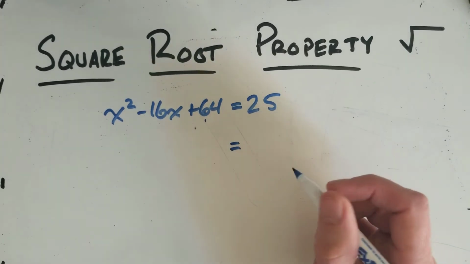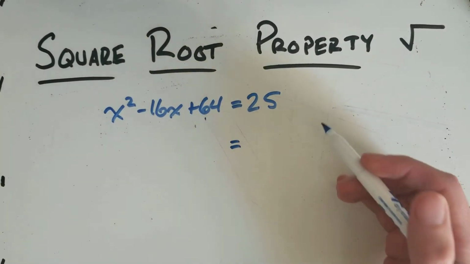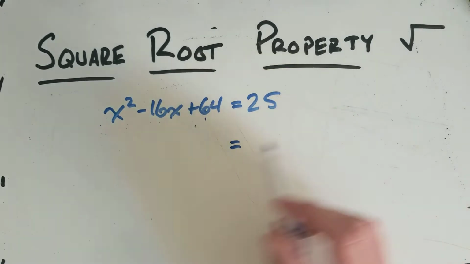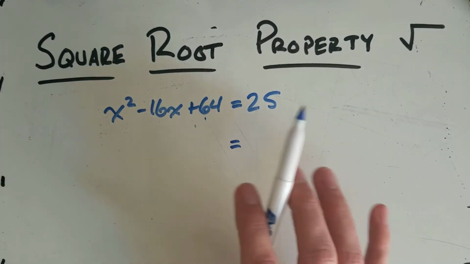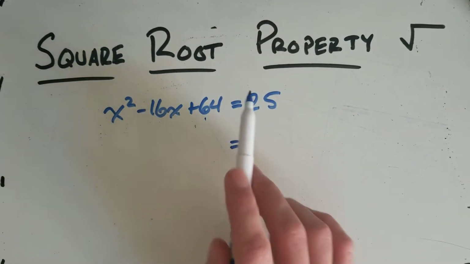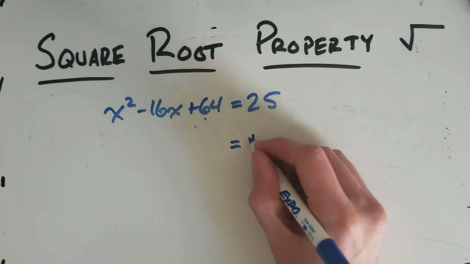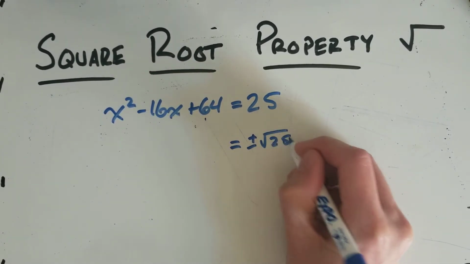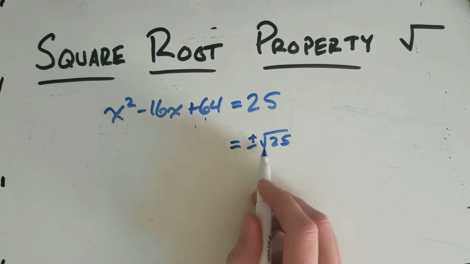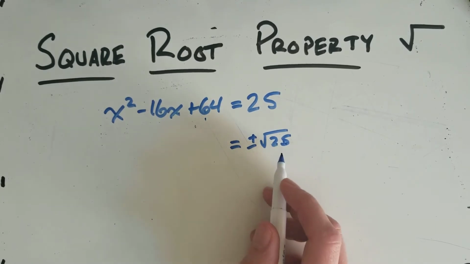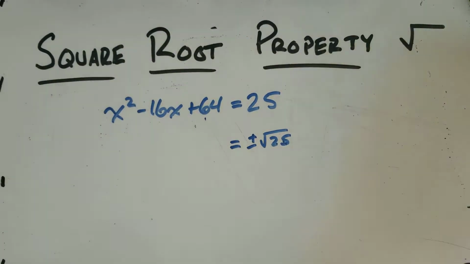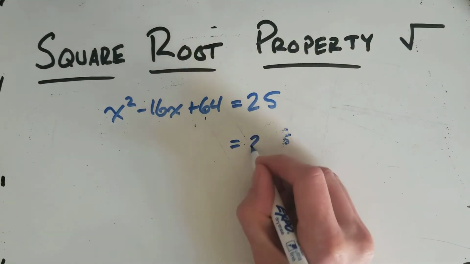There will be times in the future where factoring isn't a possibility to solve an equation, and we need to kind of make perfect squares. It's a method called completing the square, and then we're going to rely on this property. But right now, we have perfect squares, so we don't have to worry yet. So we're going to take plus or minus the square root of 25 over here. Actually, before we even do this, we'll just leave it as 25 for now.